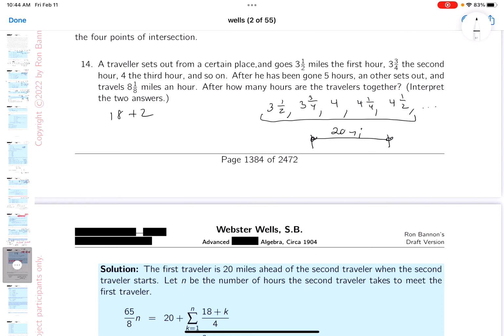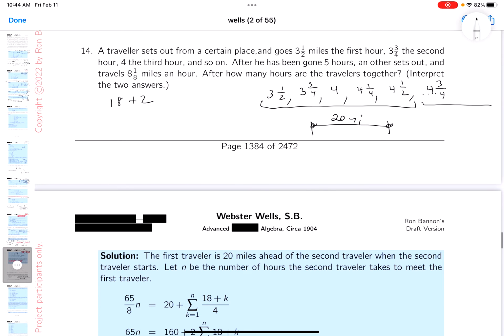Now, of course, I got to keep reading it. And now what it says is that somebody else heads after him after 5 hours. And then it says that he travels at 8.5 miles an hour. So now I got to start writing down this guy's sequence. And what's that going to be? Well, 4, right? He's going to be a quarter more, though. So that's 3 quarters.